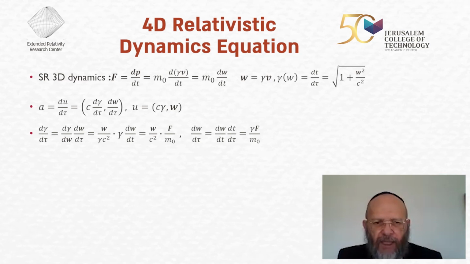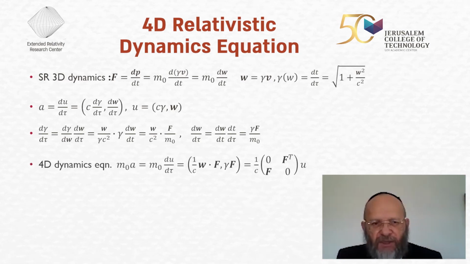Look what we got. We get a gamma in the denominator and the numerator. They cancel out, but we get W over C square, F over M0, because the W dt was assumed here, F over M0. So we know what is the first expression here. Now, when you do the W d tau, we use the W dt d tau, which is gamma. This is gamma, and this one is from this equation, F over M0.